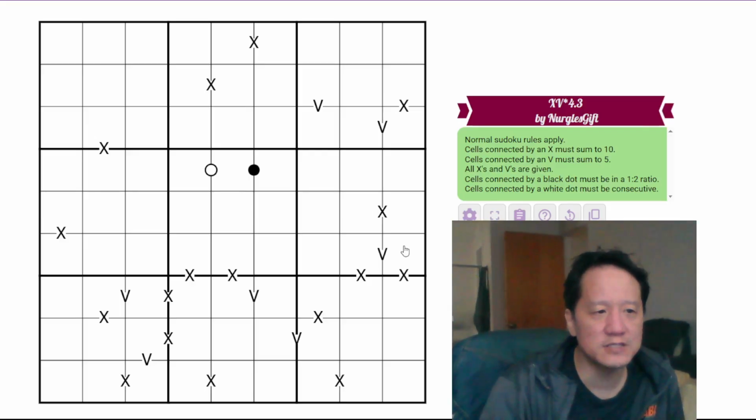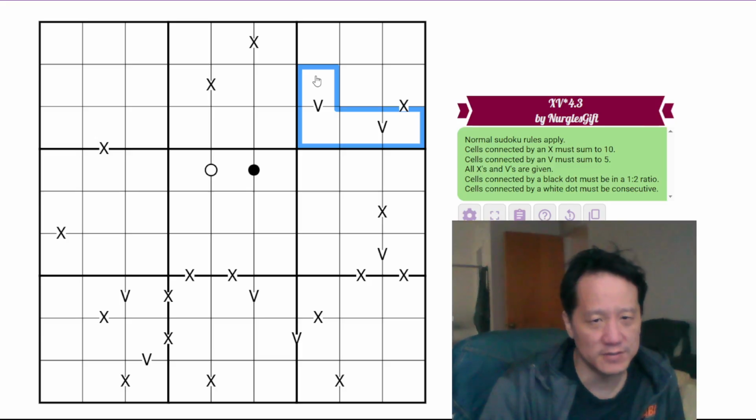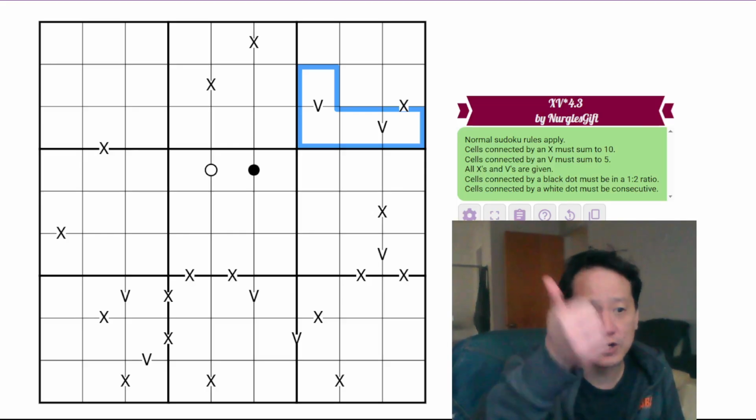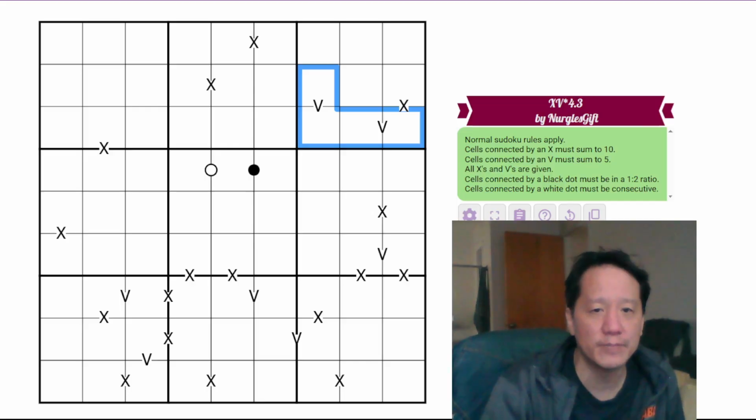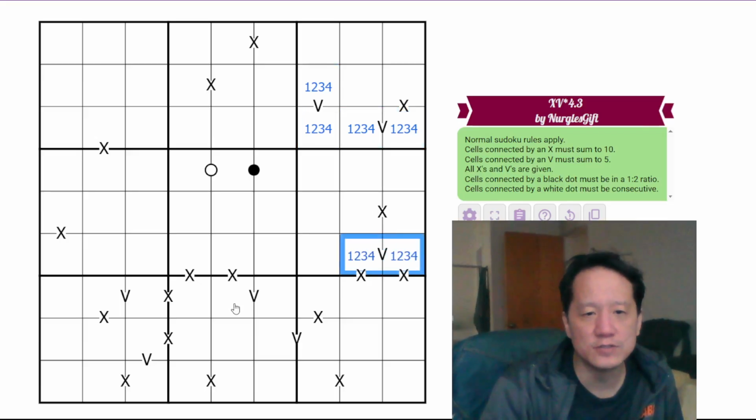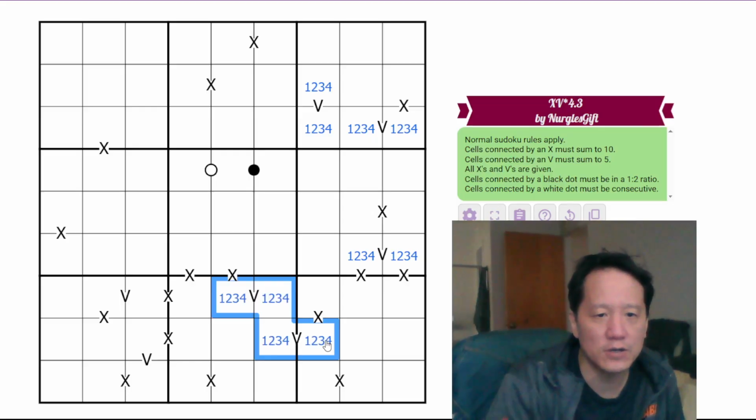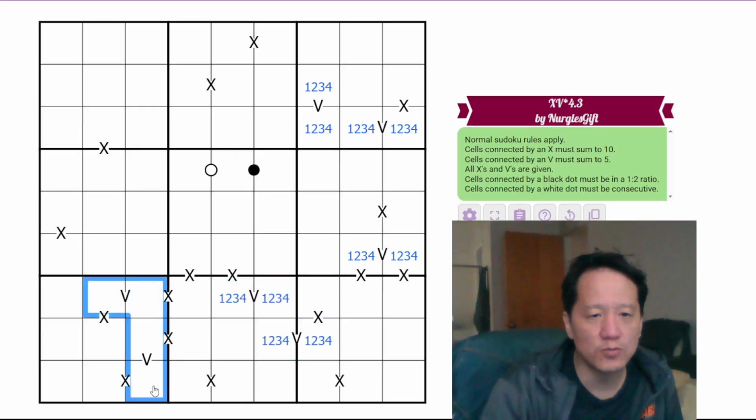Okay, so for XVs, particularly ones like these where you have negative constraints, I like starting with specifically the V's. So the digits next to a V can only add up to 5. So it's either 1 and 4 adding up, or 2 and 3 adding up, right? So then these are 1 through 4 here. I like marking all the V's. This is 1 through 4, 1 through 4 here. These are 1 through 4.